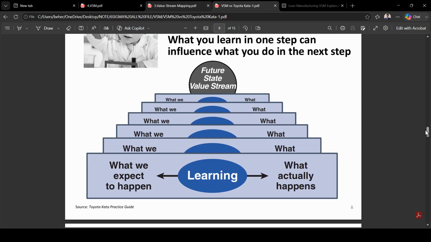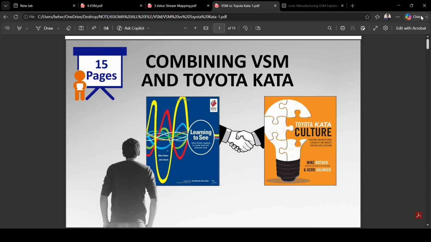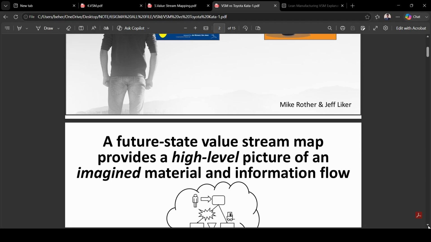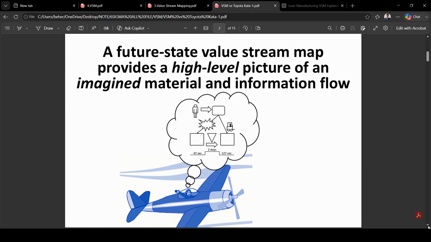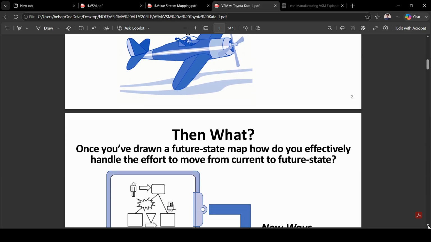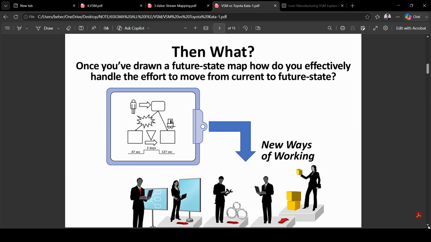And this one is another video of the VSM, combining VSM and Toyota Kata. So that one you can understand about this 15 page. The future state value stream map provides a high level picture of an imagined material and information flow. Then what? Once you have drawn a future state map, how do you effectively handle the move from current to future state?